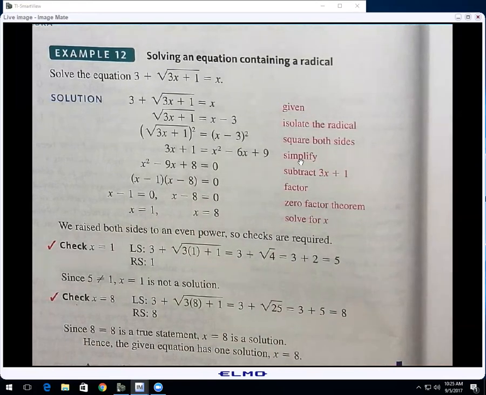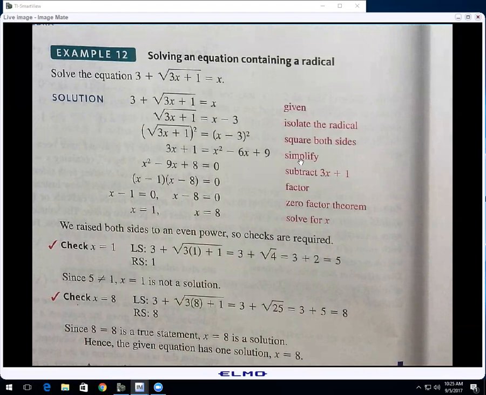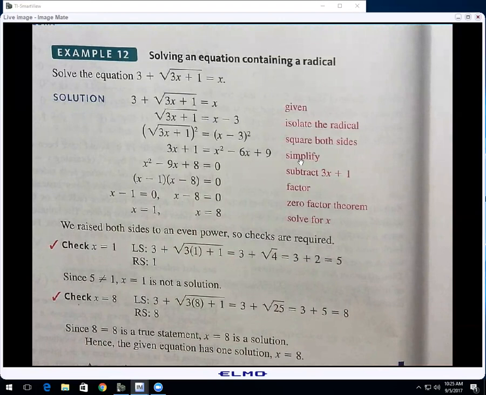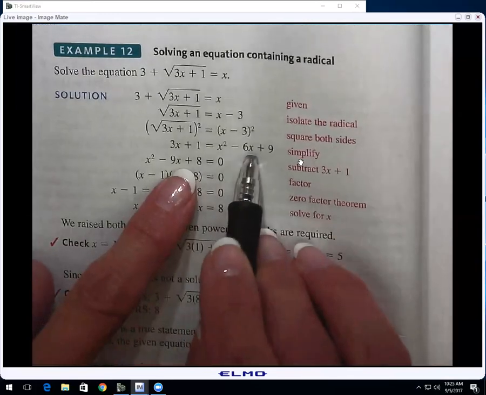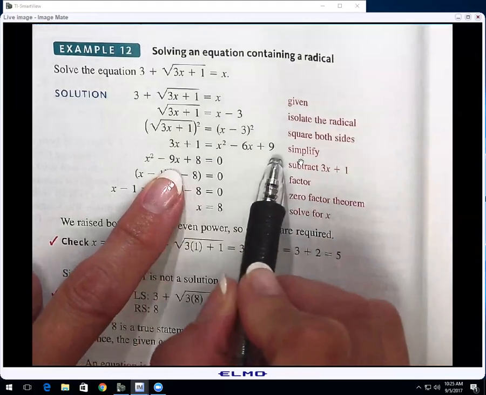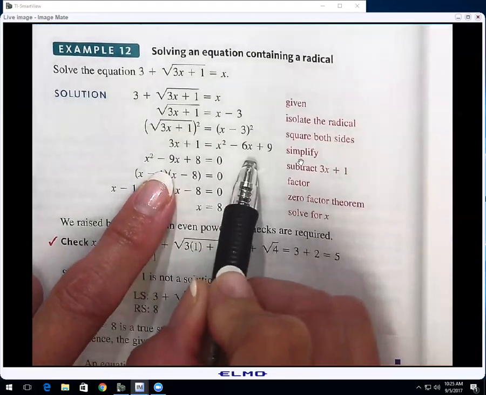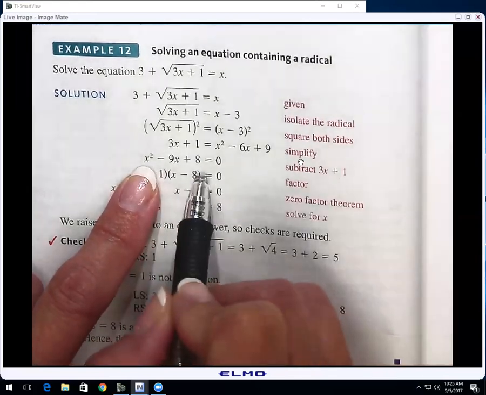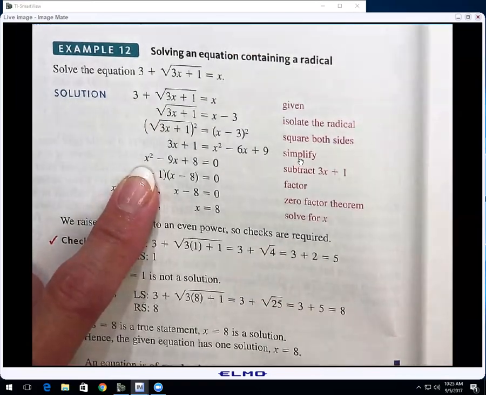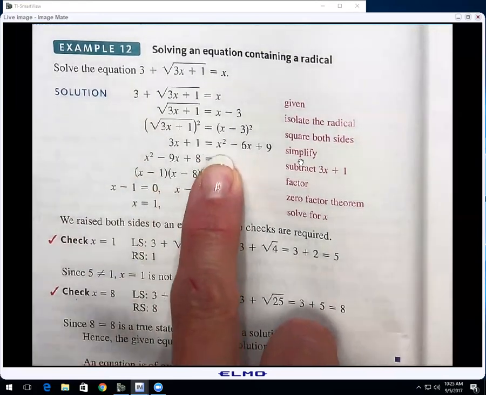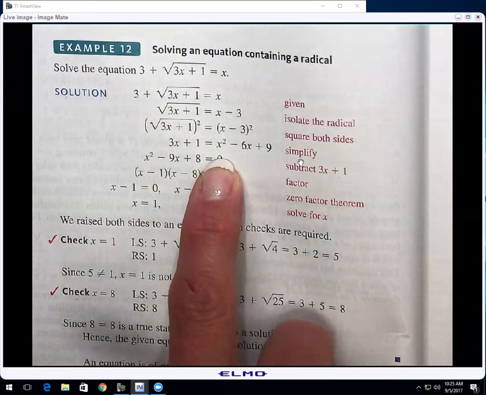Yes, ma'am. Why when they moved the x squared did it not change to... Oh, I see what you're saying. From this line to this line, why didn't it become negative x squared? Because actually they moved everything to the right. They actually subtracted 3x, which gave me negative 9x, and they subtracted 1, which gave me 8, and then they picked the whole thing up and flipped it over. The only way they kept that x squared positive was moving everything to the right and then picking up the equation and flipping it over.